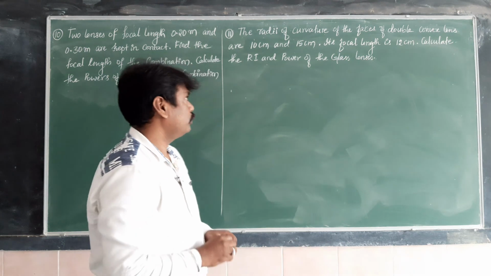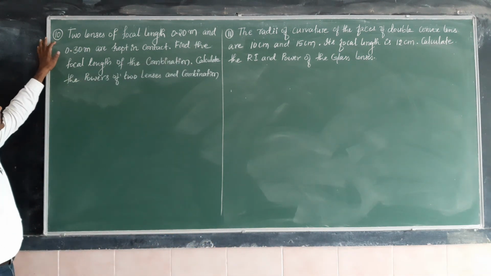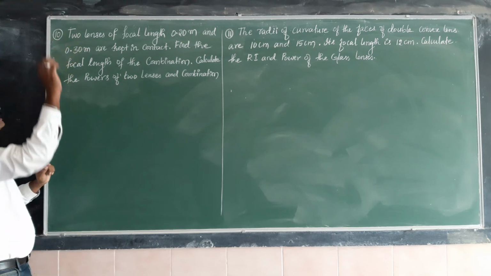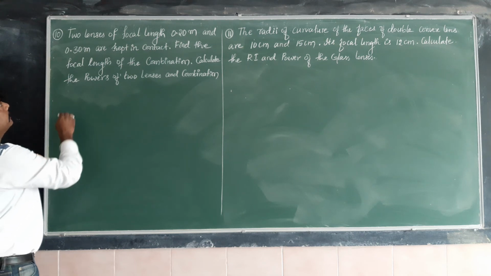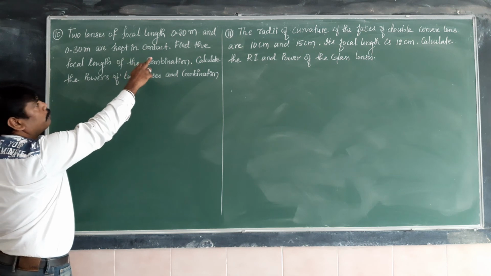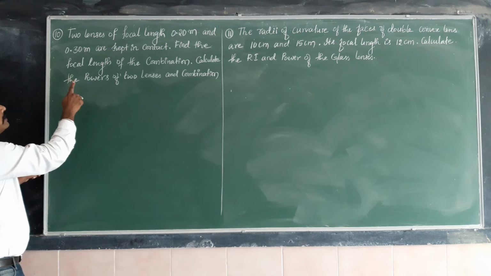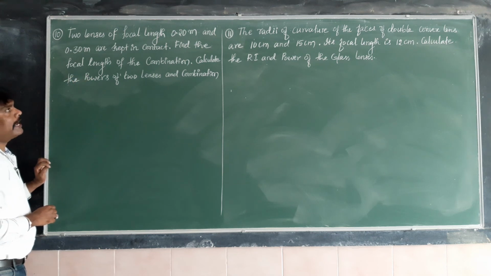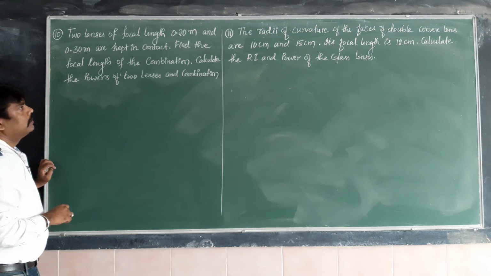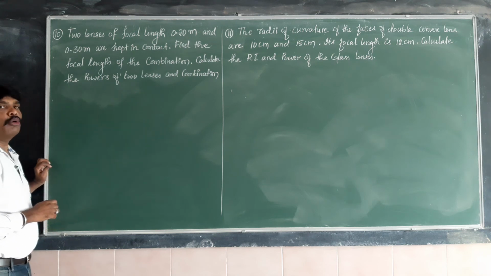See, I have taken two problems here. Whatever problems I have sent to the group, in that I have taken problem number 10. According to the given data, two lenses of focal length 0.20 meter and 0.30 meter are kept in contact. Find the focal length of the combination. Calculate the powers of the two lenses and the combination.